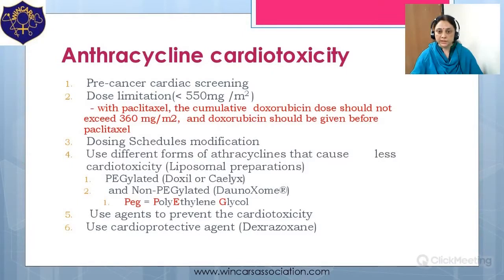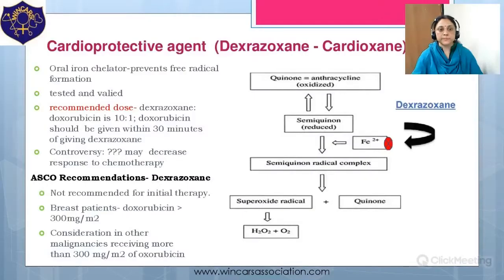Coming to prevention of anthracycline cardiotoxicity, this can be done by limiting the dose to less than 550 milligrams. In case of additional paclitaxel, the dose should not exceed 360 milligrams. Dosing schedules should be modified, and different forms of anthracyclines, those which have less cardiotoxicity, such as the liposomal preparations, can be used. Use of protective agents such as dexrazoxane has been suggested.